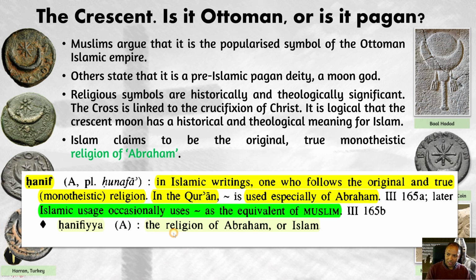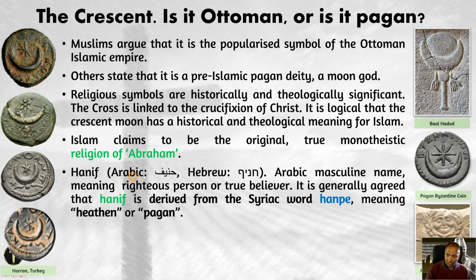But the Hanafiya is the religion of Abraham or Islam. So they're saying that God is Muslim, right? Allah is Muslim. Adam is Muslim. David was Muslim. Everybody was Muslim. So, yeah, this is simply the claim that they're making. Now, Hanif in Arabic is a masculine name, meaning righteous person or true believer. It is generally agreed Hanif is derived from the Syriac word Hanpe, which means heathen or pagan.